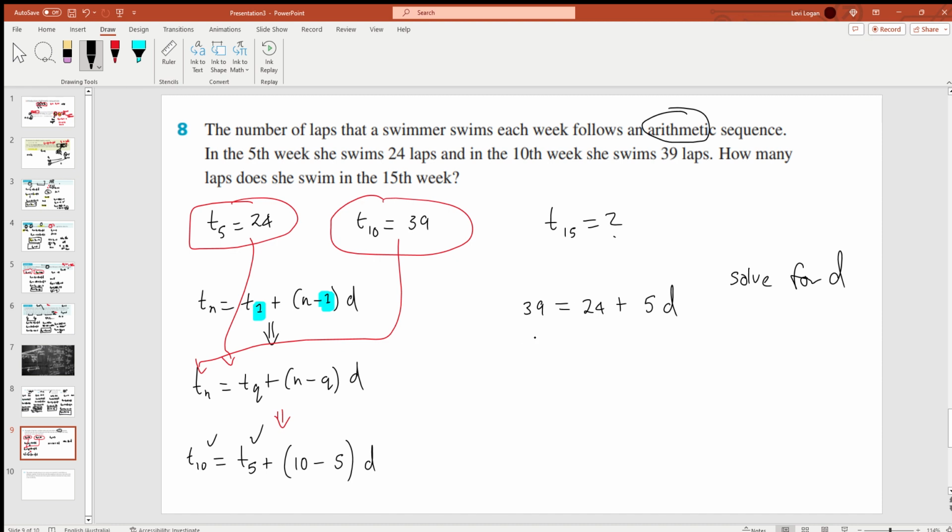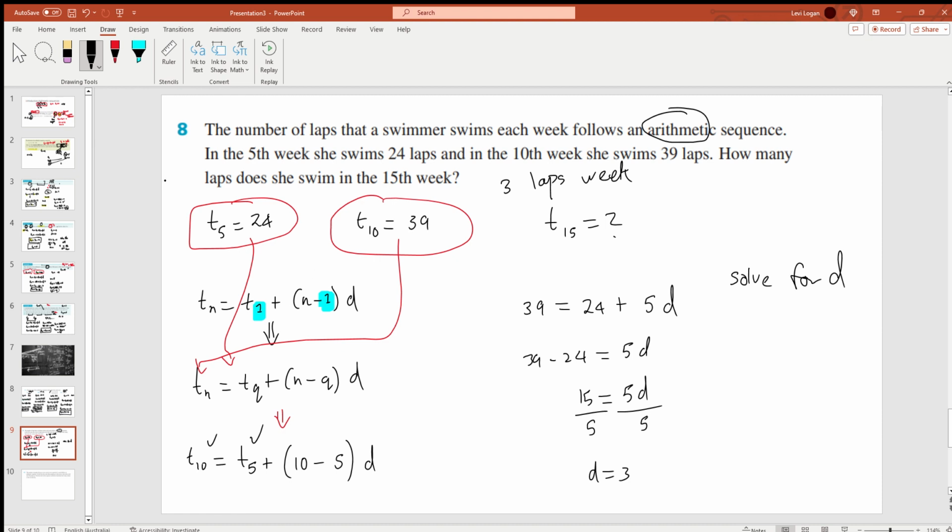So move the 24 to the other side, so you're going to get 39 minus 24 equals 5D. So 39 minus 24 is going to give me 15. So 15 equals 5D. Divide by 5, and therefore D is 3. So that means it's increasing by 3 laps per week.